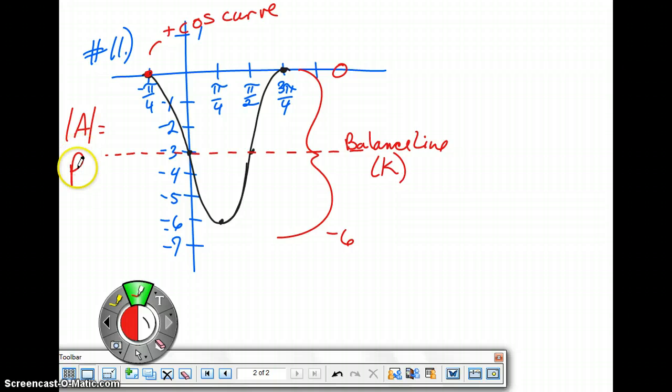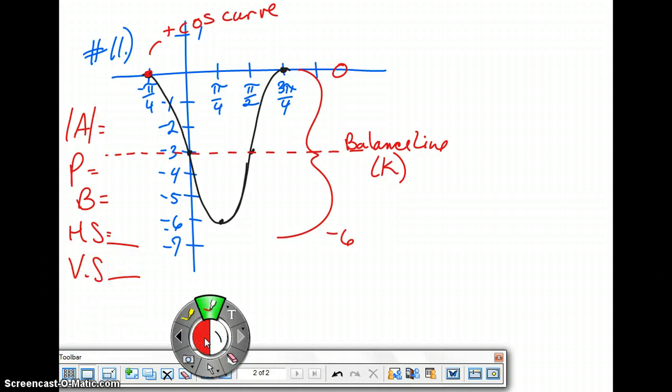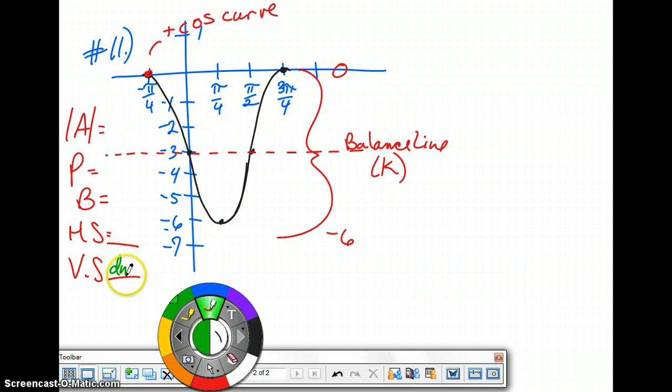So if I write all this out, we'll have to figure out B, horizontal shift, and vertical shift. Okay, our vertical shift is going to be down 3, which means we're at negative 3 for K. Now since we know that, then here is our actual amplitude.